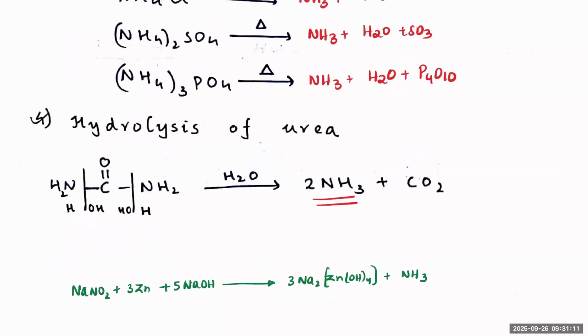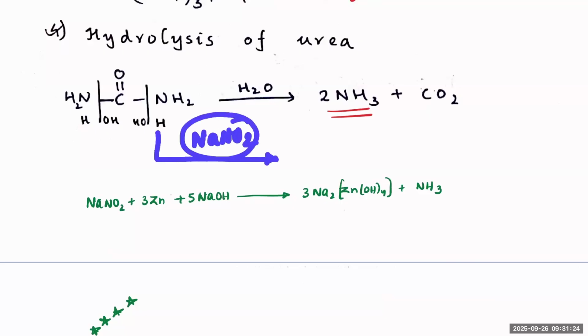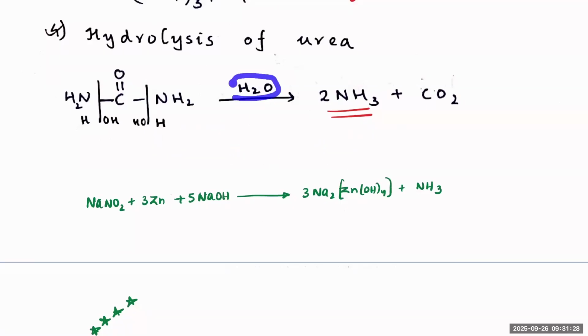Right. Next, check out hydrolysis of urea. Okay, urea also we learned. Earlier, we didn't use this reaction with water. Instead, we used NaNO2. With NaNO2, we converted that into N2 gas. But what if we directly hydrolyze that?